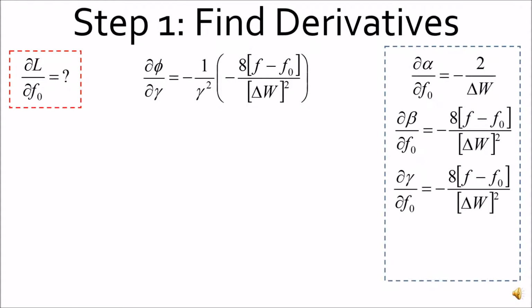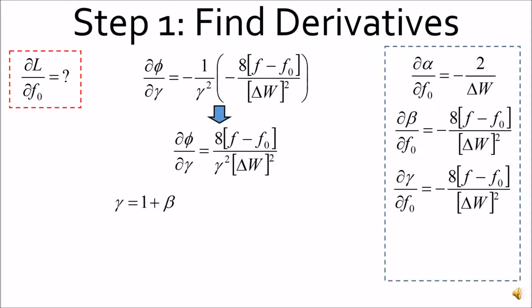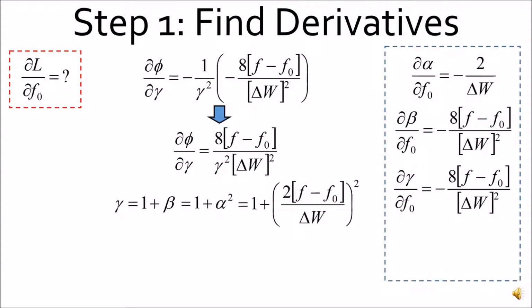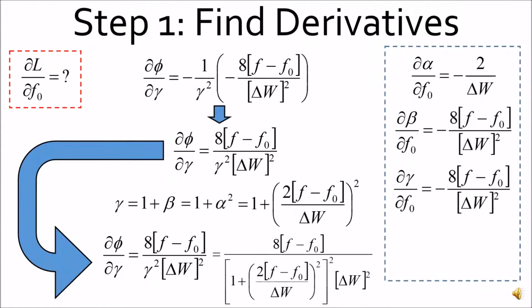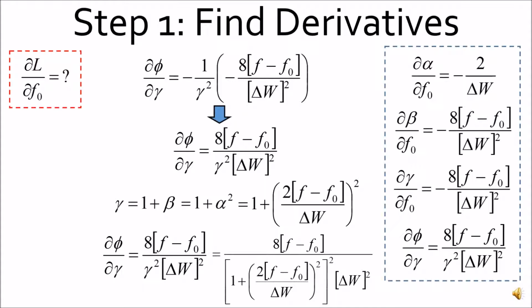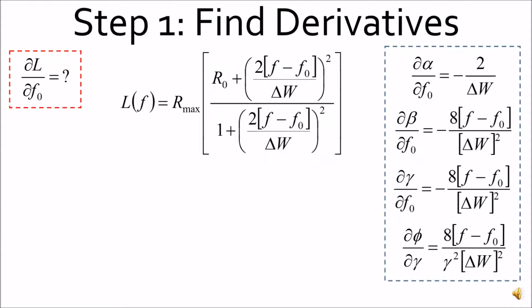So now we just need to substitute gamma back in, do a little bit of simplification. Gamma is 1 plus beta, which is 1 plus alpha squared, which is 1 plus 2 times (f minus f naught) in brackets divided by delta w squared. And we multiply it out and we get the following. It's a little bit messy, but that's what it is. And we can put it into our box. For the sake of fitting it within the box, we're just going to put the gamma back in, but that is the answer.